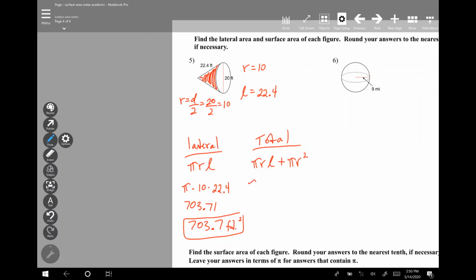So we have pi times 10 times 22.4 plus pi times, and then our radius is 10, so 10 squared. We know the first part here is 703.7 plus 10 squared times pi, which is 314.15. So 703.7 plus 314.2. Now we just add these together.